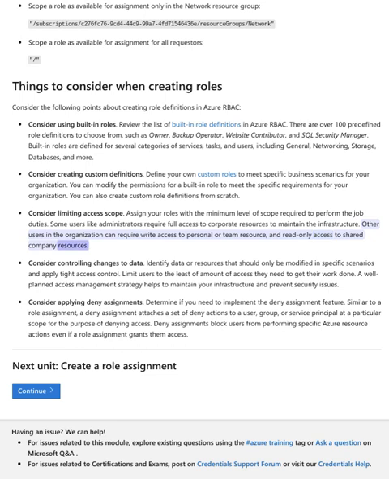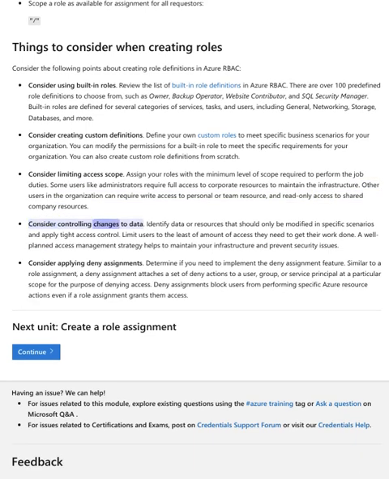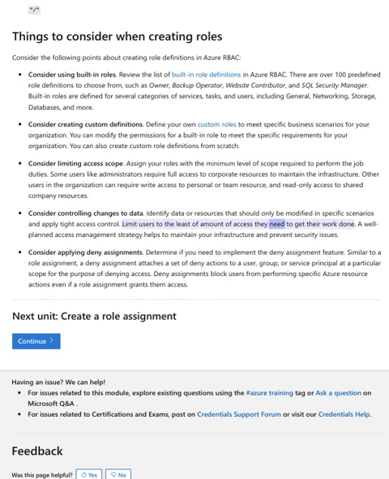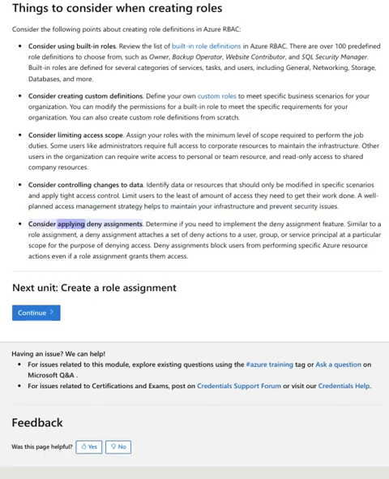Consider controlling changes to data. Identify data or resources that should only be modified in specific scenarios and apply tight access control. Limit users to the least amount of access they need to get their work done. A well-planned access management strategy helps to maintain your infrastructure and prevent security issues. Consider applying deny assignments.